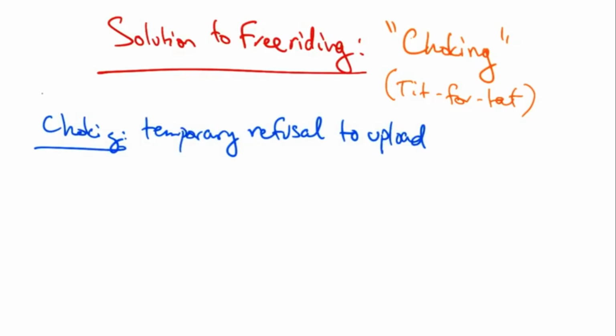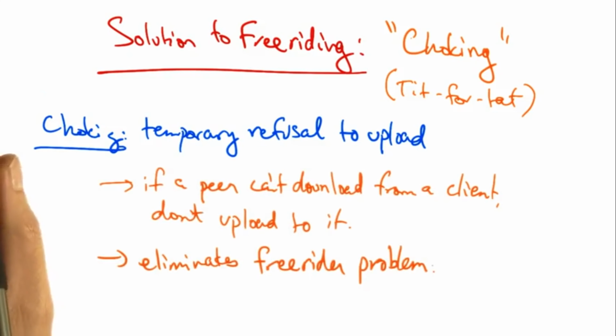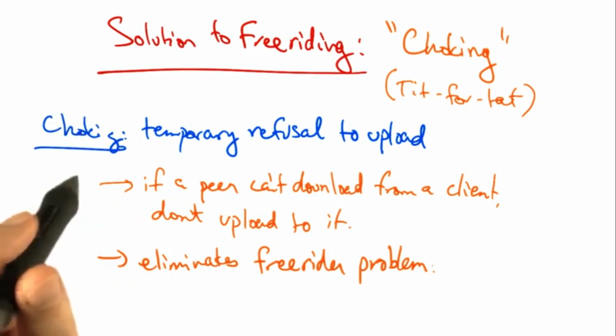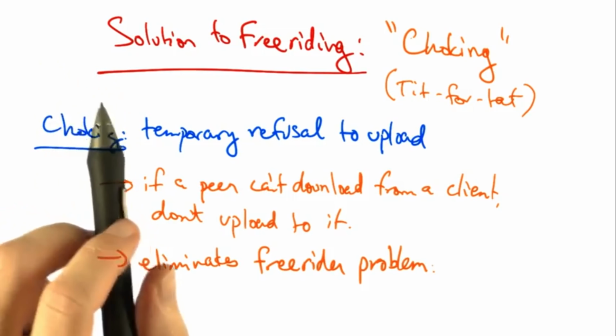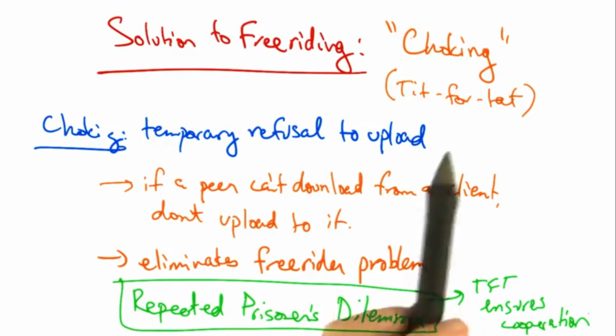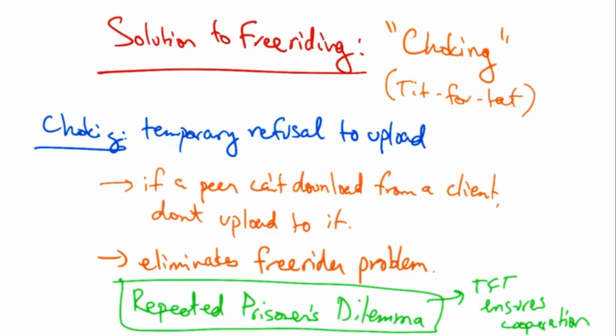Choking is a temporary refusal to upload chunks to another peer that is requesting them. Downloading, of course, occurs as normal, but if a node is unable to download from any particular peer, it simply doesn't upload to that peer. This ensures that nodes cooperate and eliminates the free rider problem. If you're interested in the game theory behind why this strategy ensures cooperation, I encourage you to go read about the repeated prisoner's dilemma problem, where a tit-for-tat strategy, such as that which is shown here, ensures cooperation among mutually distrustful parties.